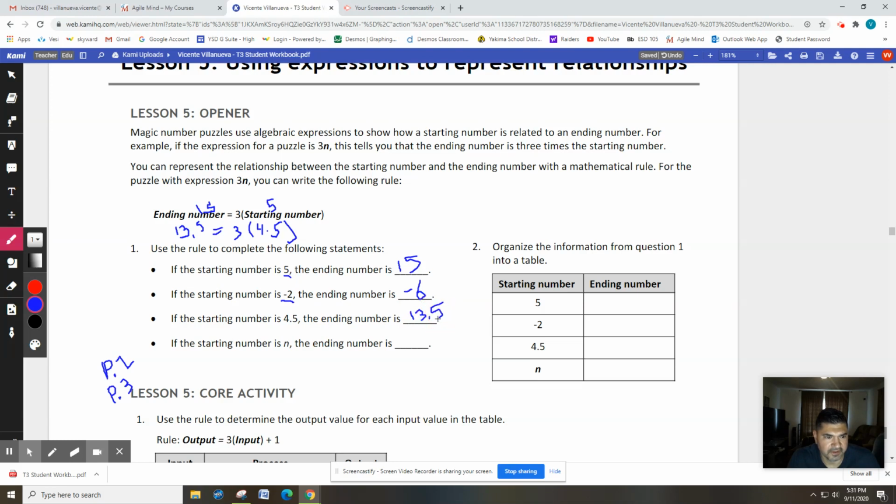13.5. Okay, if the starting number is n, the ending number, so here's our starting number. So in place of our starting number, we're going to type in n. So 3 times n. 3 times n is just 3n.